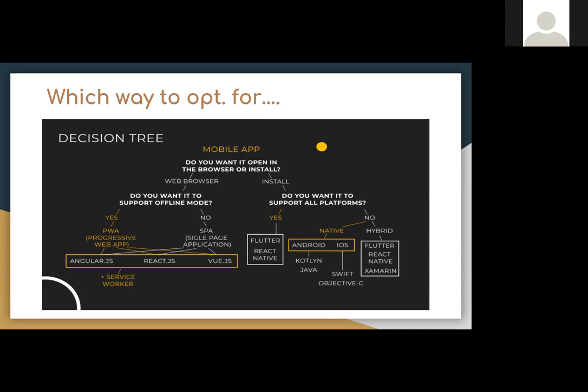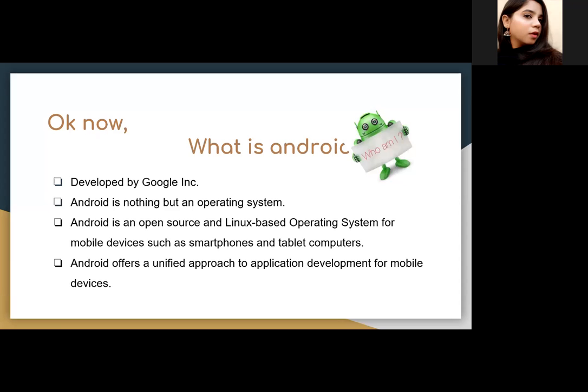Now, the main question is, okay, what is Android? First of all, we all know that Android is developed and owned by Google. And Android is nothing but an operating system. Android is an open source Linux based operating system for mobile devices, actually not only for mobile devices. Android is not only restricted to mobile devices. It's available for Android based smartwatches, Android based smart TVs, Android based tablets, smartphones, and all these.